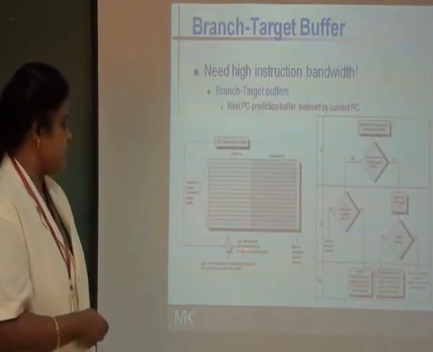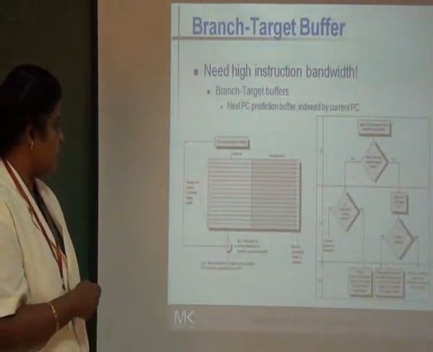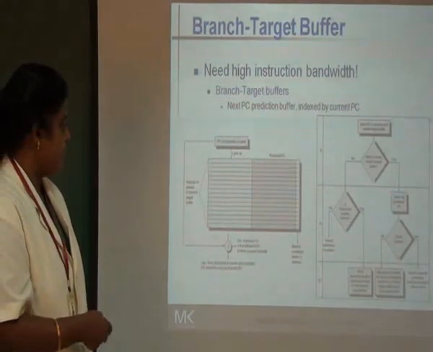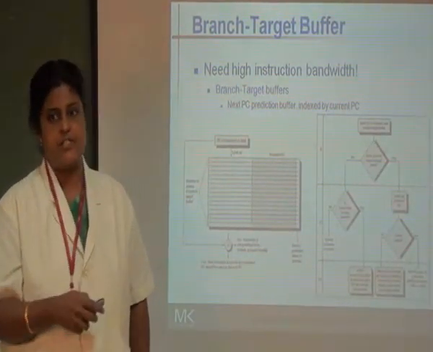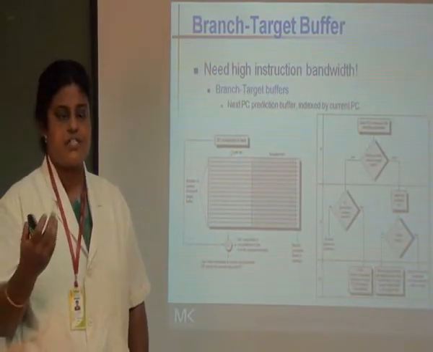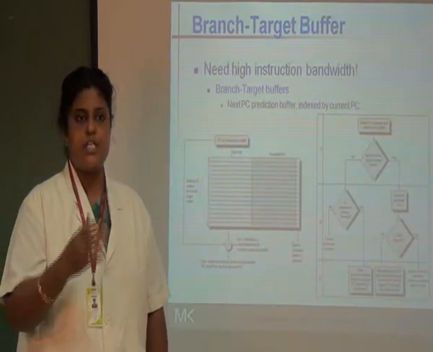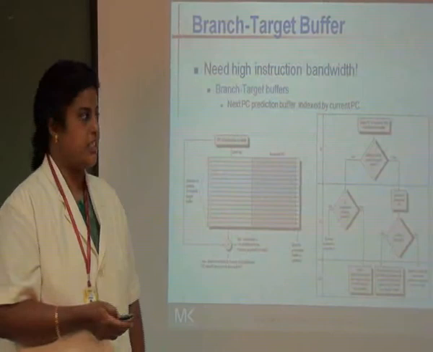Now, if an instruction is not predicted to be a branch, we proceed normally, and the process continues. If it is a normal instruction, the instruction proceeds as per the normal execution, and no decision is necessary if it is not a branch instruction.